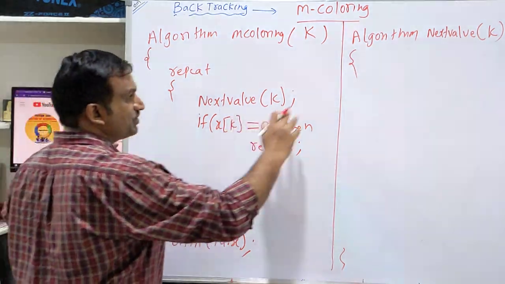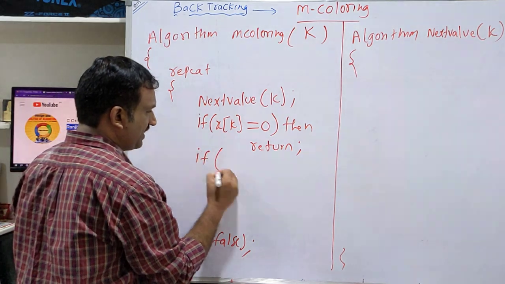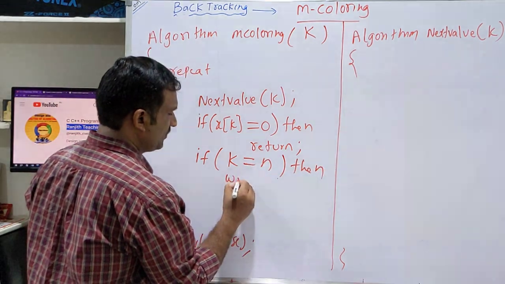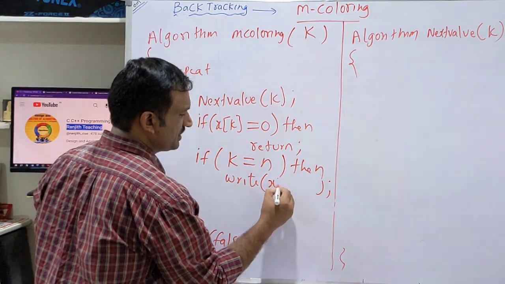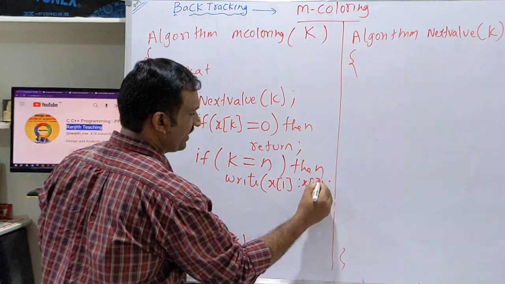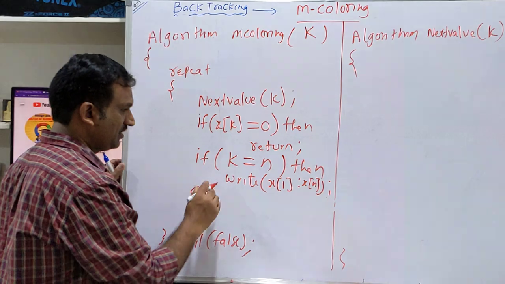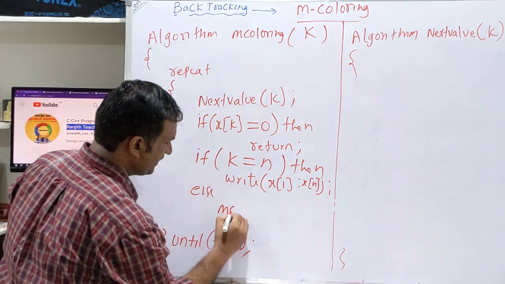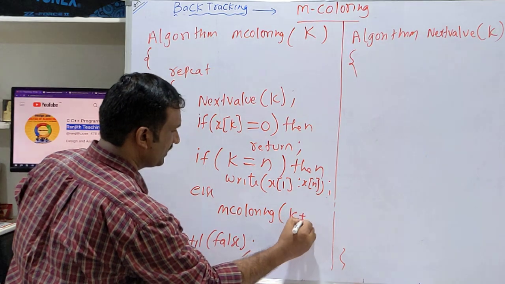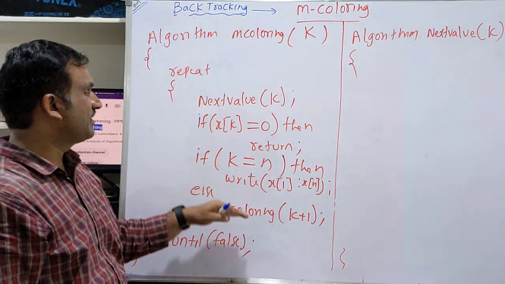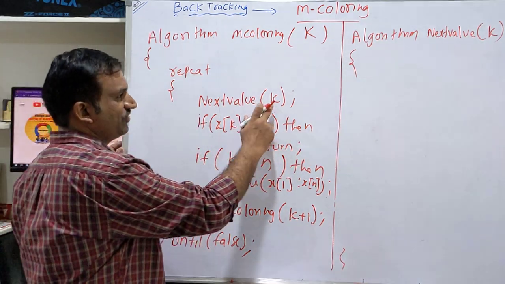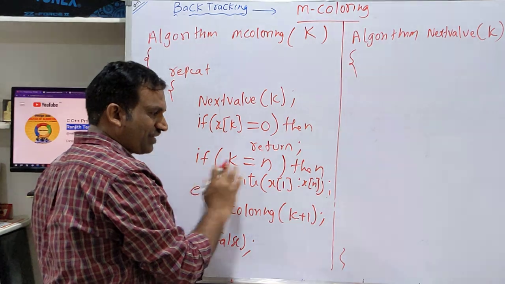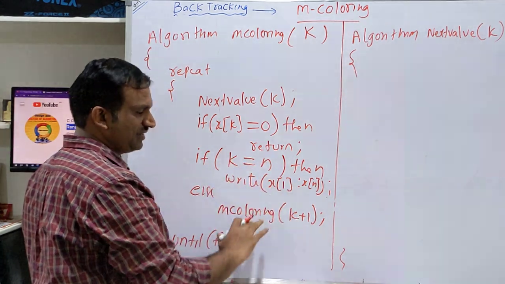Okay. Otherwise, assume that we have colored. Then you have to check whether you completed all the vertices, which is k equals n. If this condition is true, print the solution, that is x of 1 to x of n. Otherwise, we did not color all the vertices, so call the next vertex, which is MColoring of k plus 1. So this is a simple algorithm for MColoring. Assign the color for the kth vertex using next value. Check if a valid color is not assigned, then backtrack. Check whether all the vertices are colored, then print the solution. If not colored, call the next vertex.